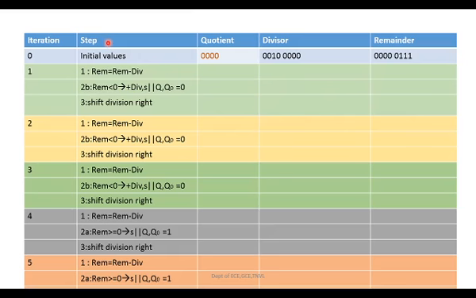So this is the tabulation to perform this division algorithm. Here you can see the iteration numbers: 0, 1, 2, 3, 4 and 5. We are performing 4-bit in order to save pages, but we need one more iteration step in the division algorithm, hence it is the 5th step. And these are the steps. First we need to set the initial values, and this is the quotient, this is the divisor, and this is the remainder.